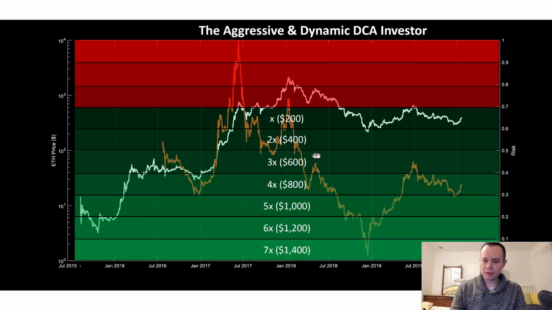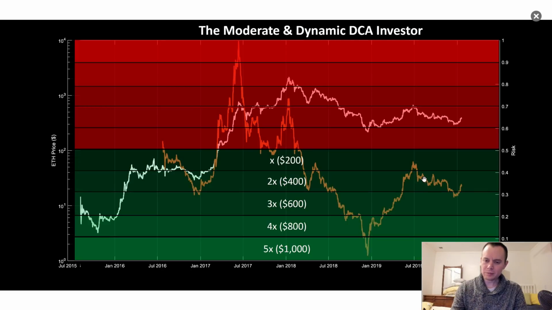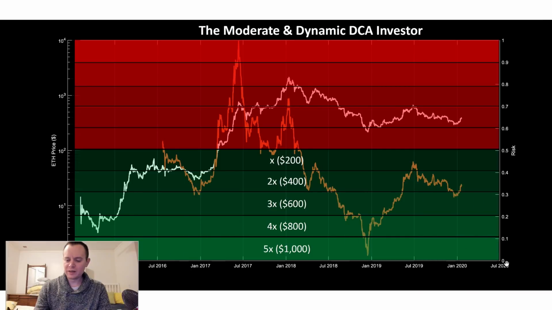So what we're going to be looking at here is these different types of investors. We also have the moderate and dynamic dollar cost average investors. So this is potentially if you're buying, say, at risks between 0 and 0.5, and you're dollar cost averaging your way in, but you're putting in different amounts as the price is getting lower and lower, and as the risk is also getting lower and lower.